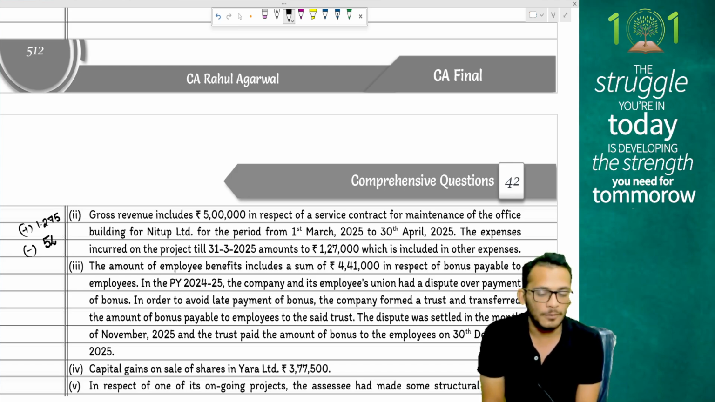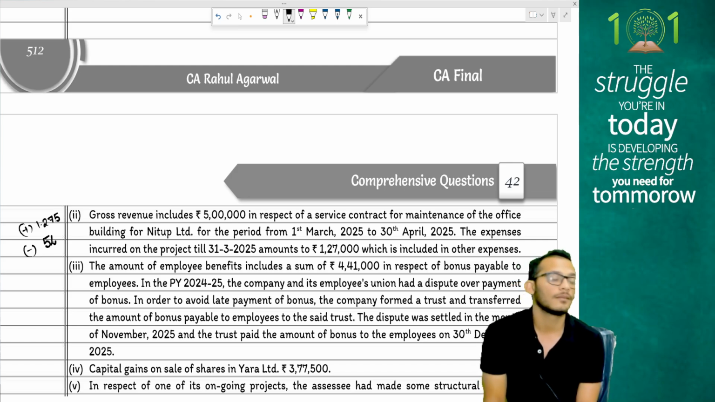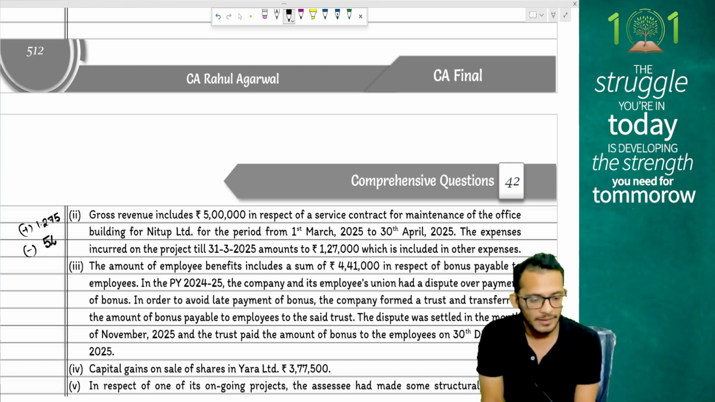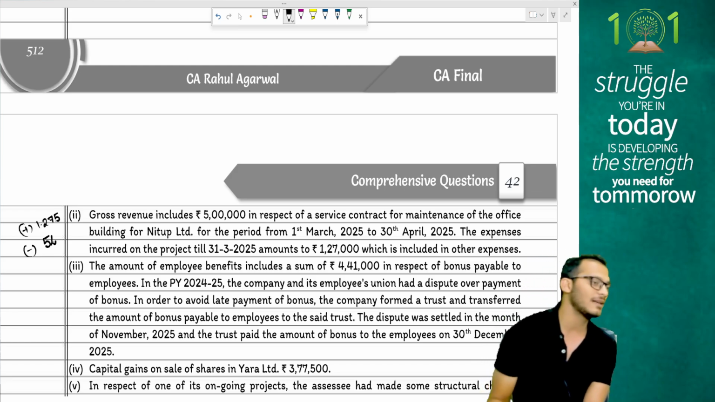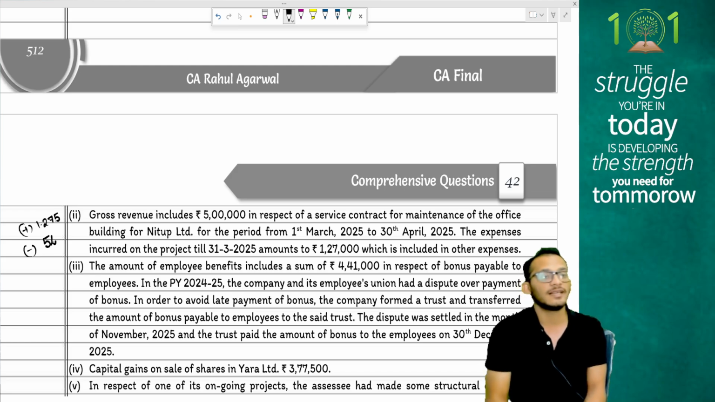Yes, the amount of employee benefits includes 4,41,000 in respect of bonus payable to employees. People, the moment I see the word bonus, I will trigger 43B. In the previous year 24-25, the company and its employees union had a dispute over the payment of bonus. In order to avoid late payment of the bonus, the company has formed a trust and has transferred the amount of bonus payable to employees to the said trust. The dispute was settled in the month of November 25 and the trust paid the bonus to employees on 30th December. Basically, they are coming and telling boss, bonus was supposed to be paid.